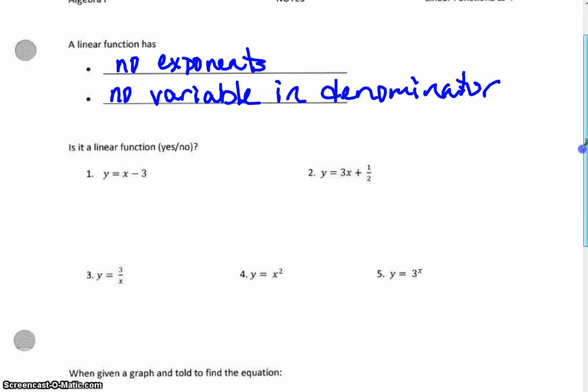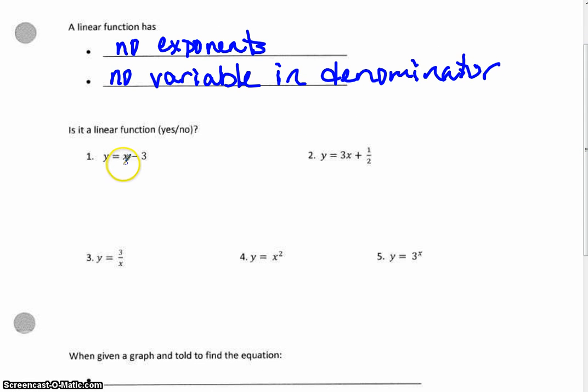But using these two rules, let's look at number 1. Is it a linear function? y is equal to x minus 3. There are no exponents. There is no fraction. So yes, this is linear. Number 2, y equal 3x plus 1/2. There are no exponents. There is a fraction, but when you look at the bottom, it's just a number. It's not a letter. So yes, it's linear.